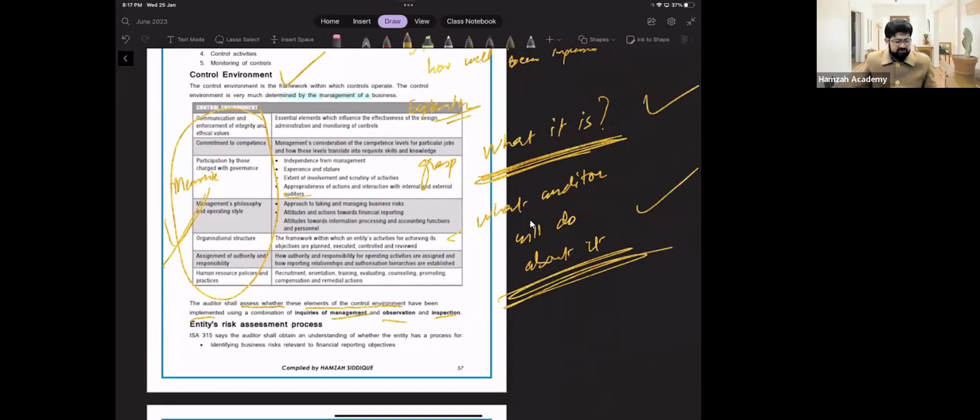Is it clear so far? Are you able to understand it? Tell me. Are you able to understand what I am explaining?